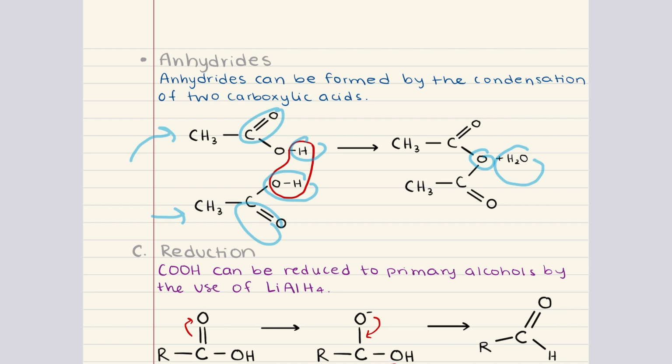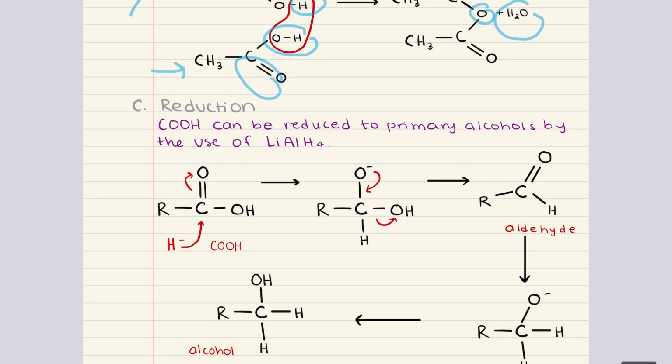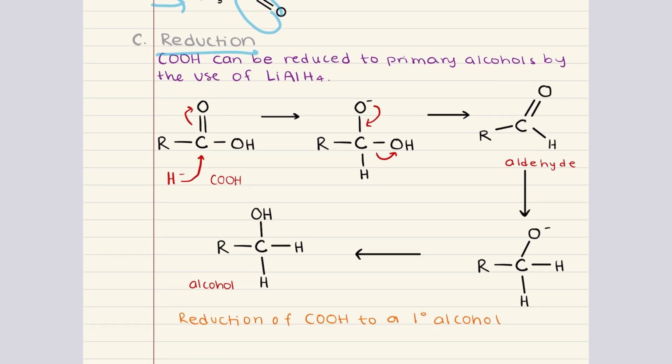Now that we've covered the carboxylic acid derivatives, let's move on to another important reaction of carboxylic acids, reduction. Carboxylic acids can be reduced to primary alcohols by using a strong reducing agent. One commonly used reagent for this purpose is lithium aluminum hydride. Let's walk through the reduction mechanism step by step.